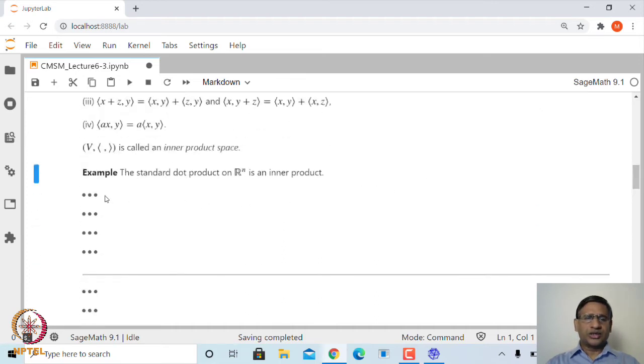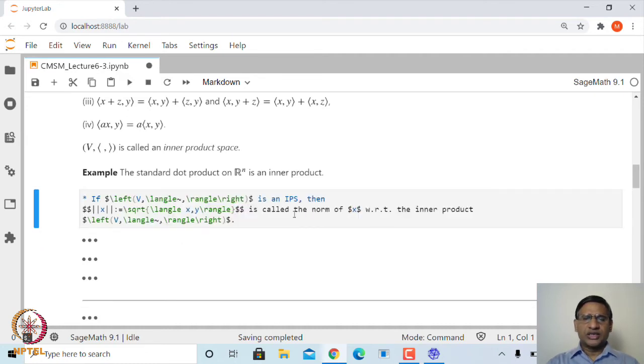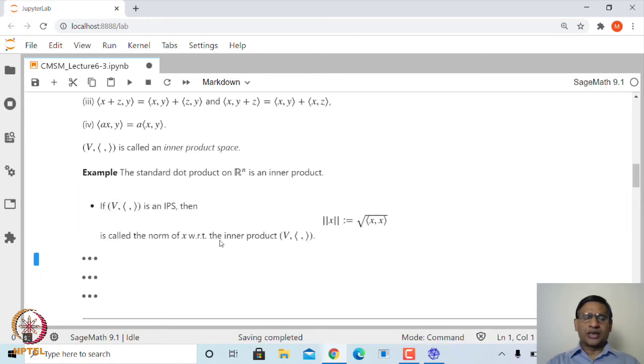Let us look at a few other examples. But before that, let me also define, once you have an inner product defined on a vector space, then you can define the length of any vector, which we denote by norm of x. We read this as norm x, and this is defined as the positive square root of the inner product of x with itself. It is not x with y, it is x with itself, right, and this is what is called the norm of x with respect to this particular inner product.